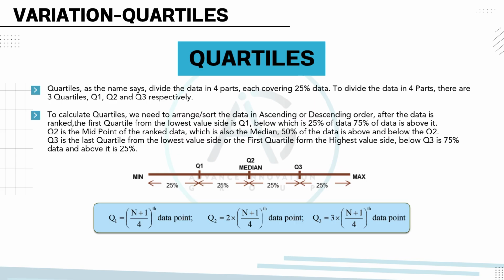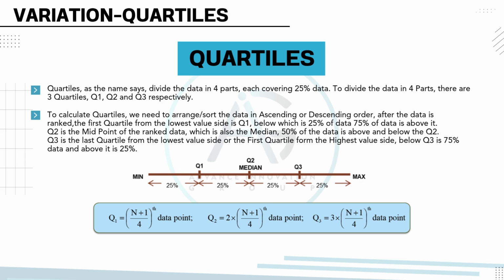This image represents a box plot structure, breaking down a data set into 4 equal parts using quartiles. Let's walk through it from left to right. On the far left, we have the minimum value, which is the smallest data point in the data set. Q1, first quartile, marks the 25th percentile. 25% of the data lies below this point.